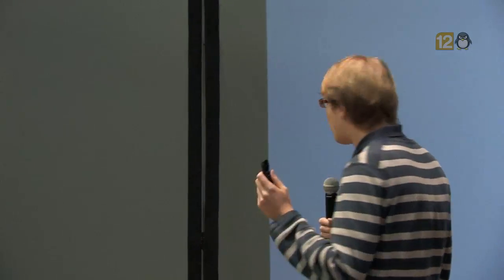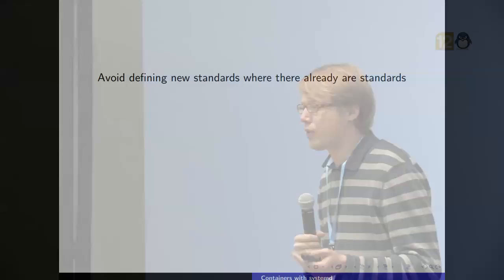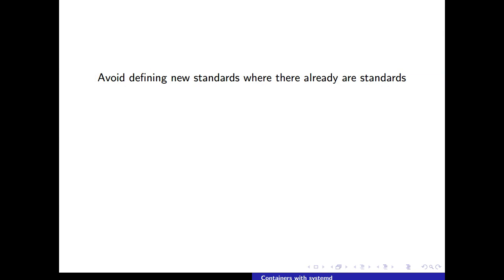Something else is we want to avoid defining new standards where there already are standards. Specifically, how do you actually distribute containers to people? We believe there are already pretty well-known ways to do that. One is a tarball, the other one is a disk image, and we should support those, right? And hence systemd-nspawn and all the stuff that we have created there is able to run disk images directly, right? It feels a little bit like how you would point KVM at a disk image.